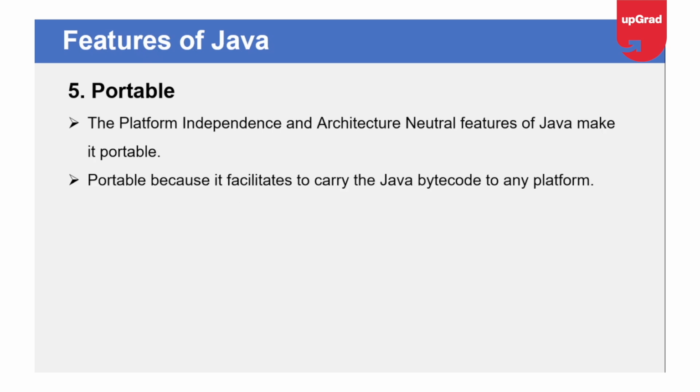Fifth, portable. The platform independence and architecture neutral features of Java make it portable. By portable, we just mean that we can carry the Java bytecode to any platform without worrying that it will run or it won't run.